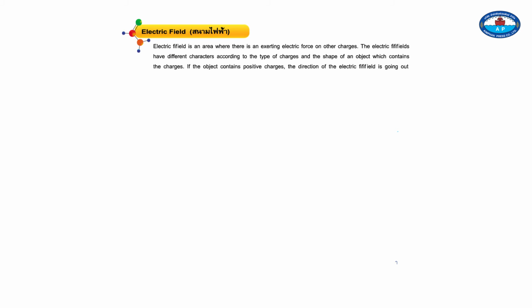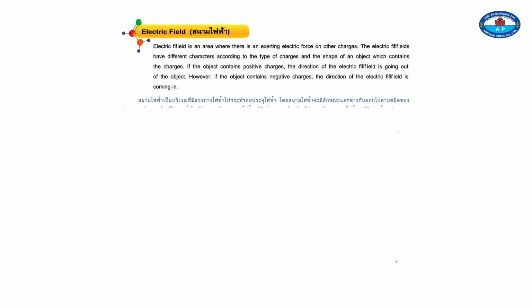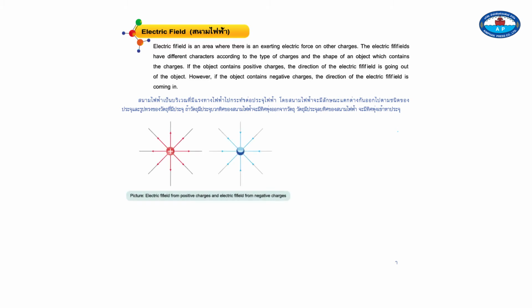Electric field. An electric field is an area where there is an exerting electric force on other charges. The electric fields have different characteristics according to the type of charges and the shape of an object which contains the charges. If the object contains positive charges, the direction of the electric field is going out of the object. However, if the object contains negative charges, the direction of the electric field is coming in. Picture: electric field from positive charges and electric field from negative charges. Picture: electric field from two metal plates.